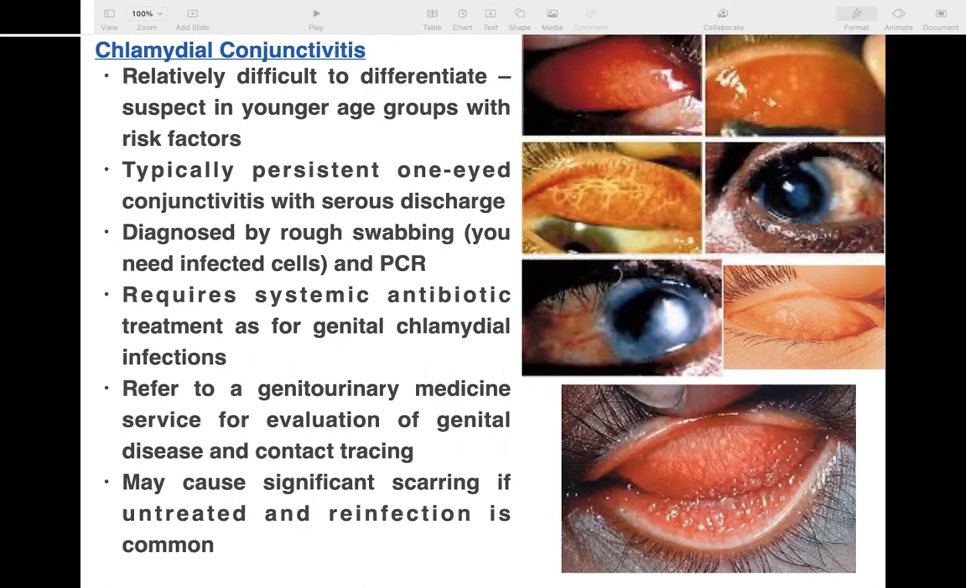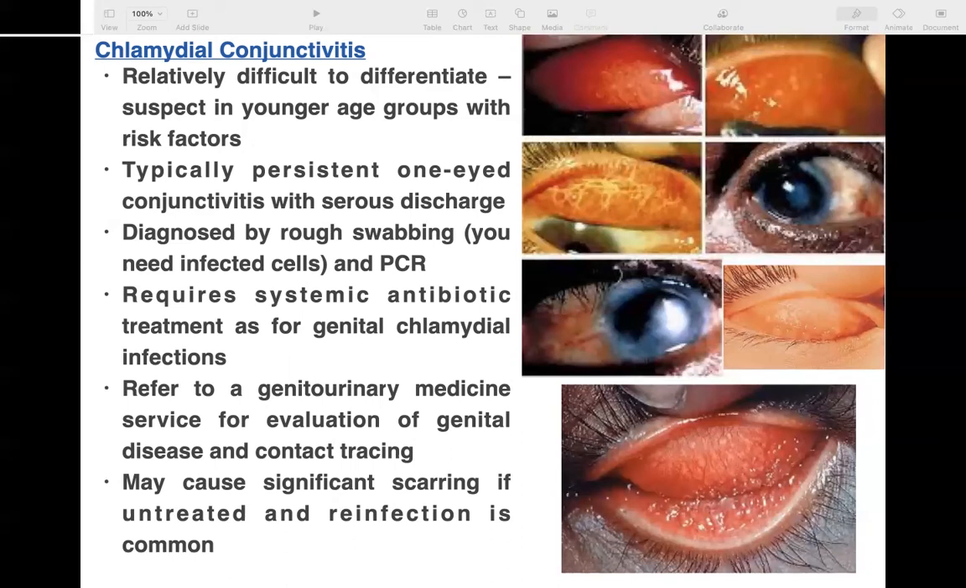I'm talking about the chlamydial conjunctivitis, not the trachoma itself, because it starts as a conjunctivitis like the others, and may end after that, with the passing of the cycle of this disease, to be trachoma with its sequelae.